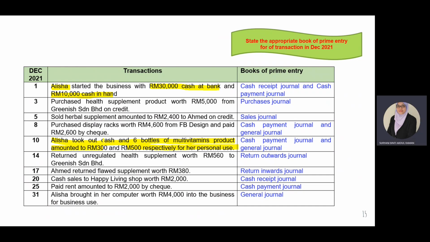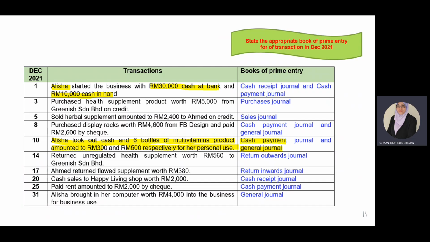Okay, what we can conclude here, there are two journals involved. First, when Alisha took out cash, so there is cash outflow. Therefore, there will be cash payment journal. And another transaction, when she took out goods or 6 bottles of multivitamins for her personal use, then this transaction is referring to drawing of goods, not drawing of cash. So these drawings of multivitamins will be recorded in the general journal.